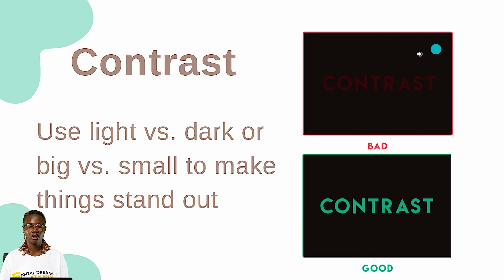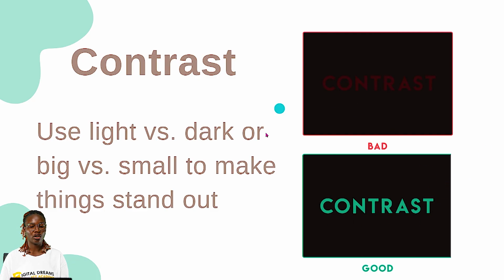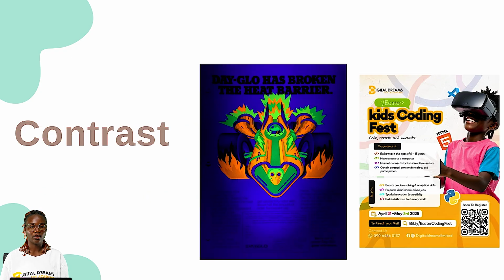Now if we look at this, you will see that this is a dark background and the text written here is also dark colored. So it is less visible. We can hardly see it. Unlike this one, a dark background and then a light colored text. So for contrast, we use light color versus dark color, or small versus big, to make things stand out.